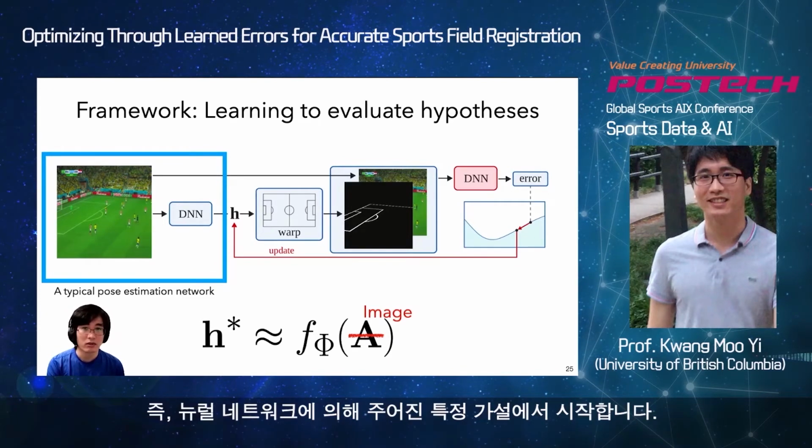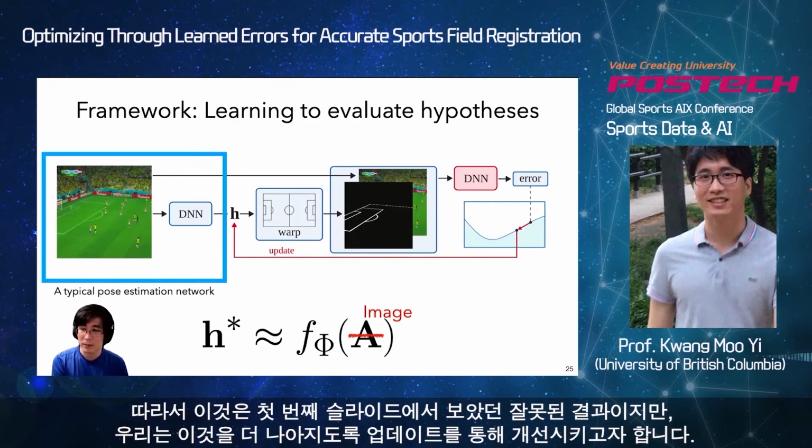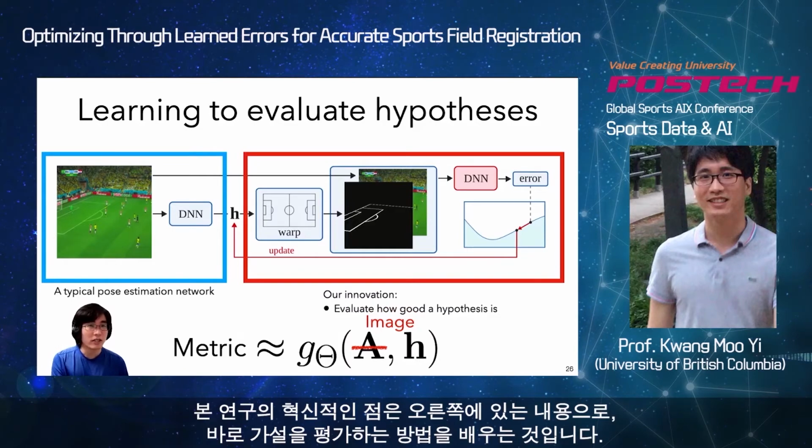So we do start from a certain hypothesis, which is given by a neural network. So this is going to be the wrong result that you saw before at the first slide. But we're going to now try to go and update this so that it gets better. So our innovation is actually the right-hand side, which is where we learn to evaluate the hypothesis.